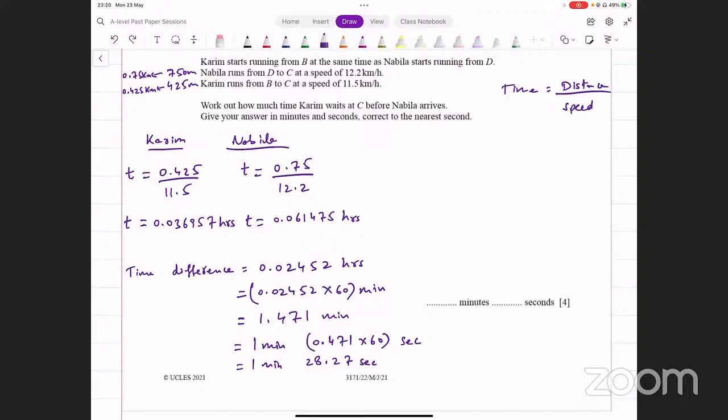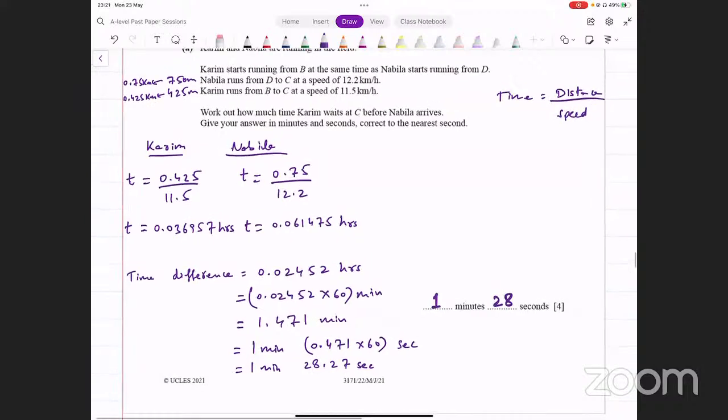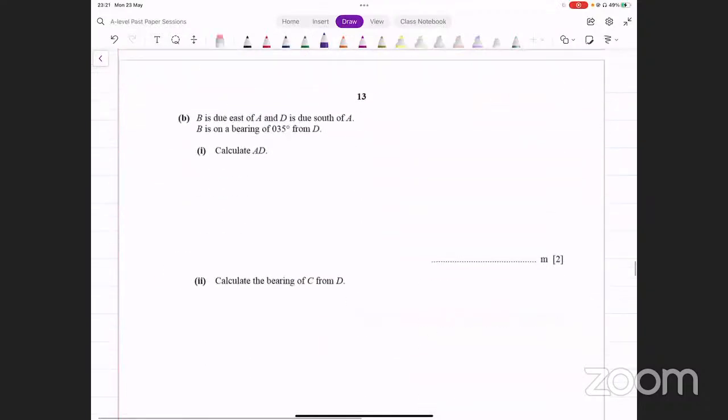Now it says you've got to give your answer correct to the nearest second. तो उसको round off कर देना आपने. You say this is 1 minute and 28 seconds. That's the result here. Okay, so that should be your final result. Yes, Azhar, that's correct. That's what we get. Okay, 1 minute and 28 seconds. All right, let's move on.